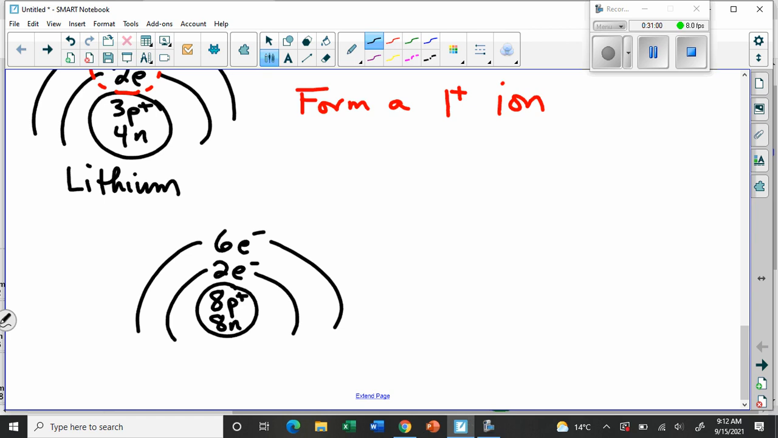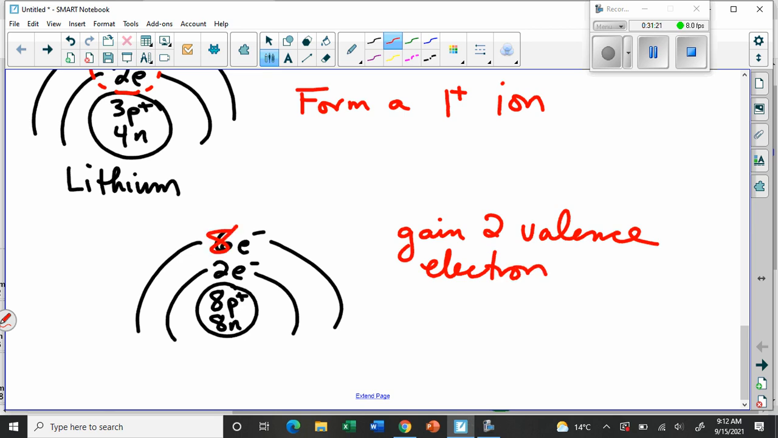So what he's going to do is not lose all 6. It's easier for him to gain or to take 2 more valence electrons, because that will make him fill up to 8 right here. If we add 2 more in, see, he's full. That means he will form a -2 or a 2- ion. And of course, that's why on his column, it's -2. Okay.